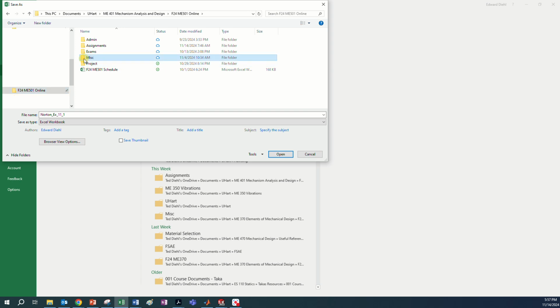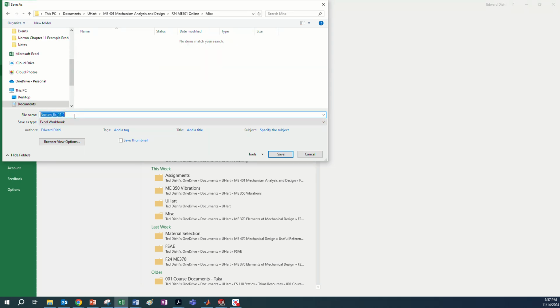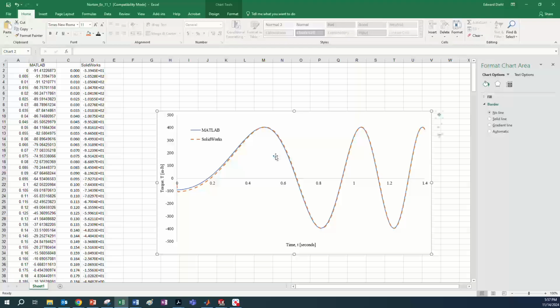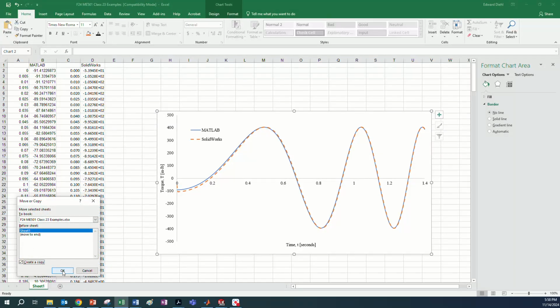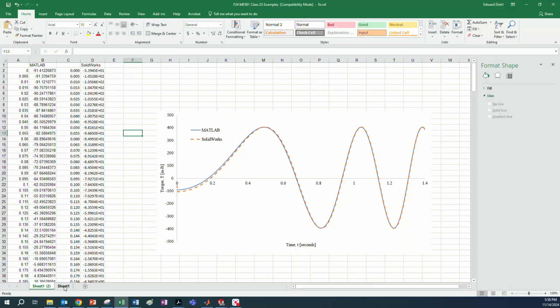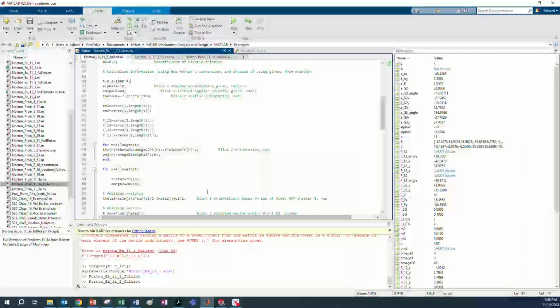And I'll go miscellaneous onto this, and I'll just say F24 ME501 class. I think we're in class 23 examples. And then I can put them all in one place. And in fact, if I want to be really lazy, I will put them into here. Boom. And I will just replace them underneath there, right? I'll just go right there, and then this thing will adapt to it because I am extremely lazy. I mean, you wouldn't even know how lazy I am, but that's good.